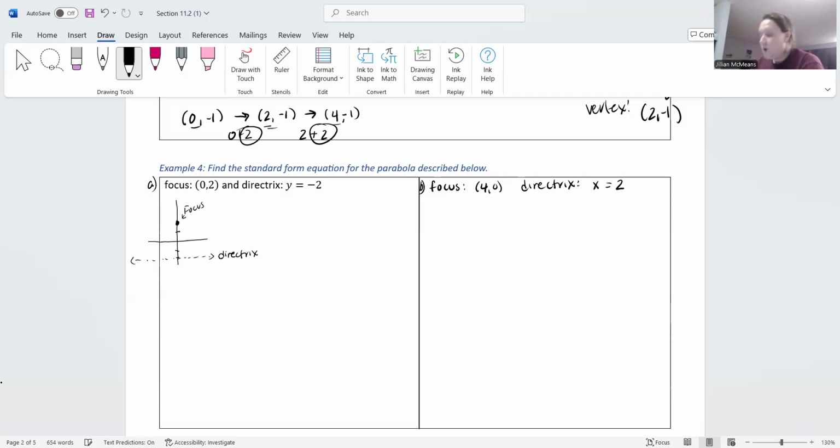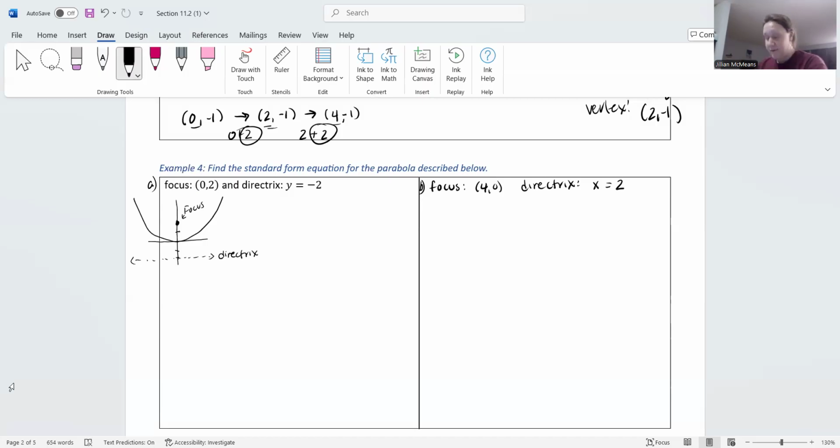Okay, so when the focus is above the directrix, I know I'm going to have a parabola that's opening up. Remember, the vertex is always going to be halfway between the focus and the directrix. So I'm going to have a situation like this. Let's see if we can get an equation that goes along with this. We're opening up, and we go through the origin.